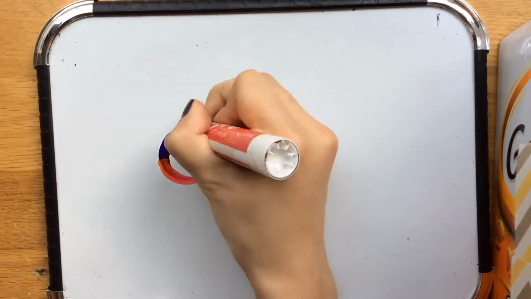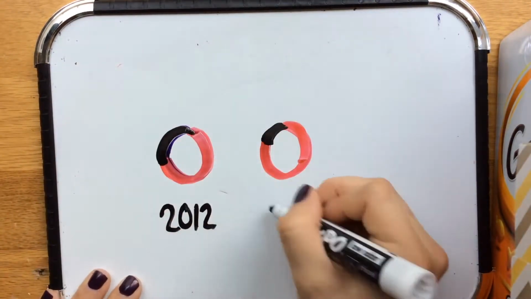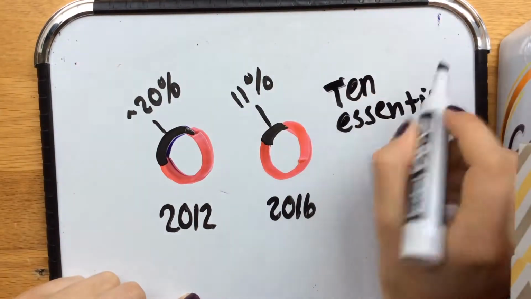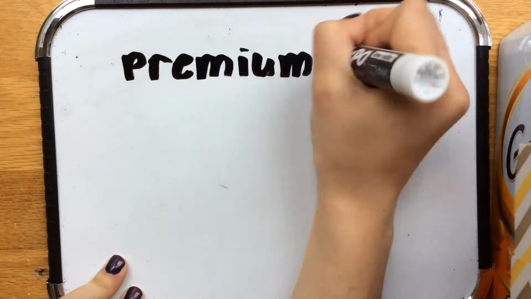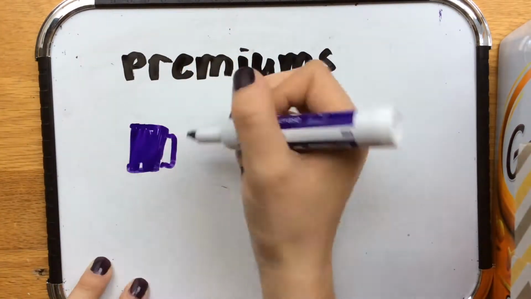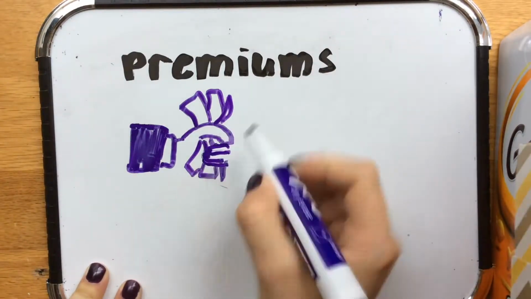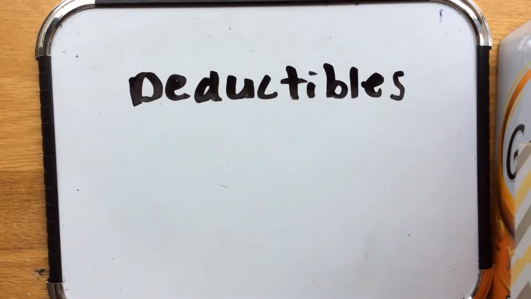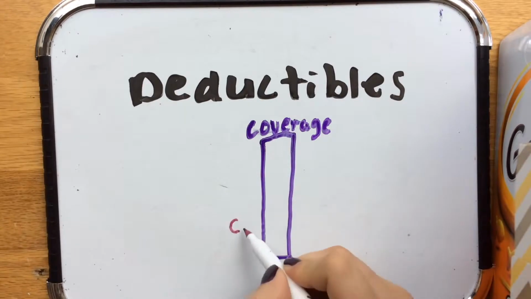It was a success. The number of people who were insured did increase. A study showed that compared to 2012, the number of people who are uninsured dropped by at least 9%, and it also introduced the 10 essential benefits. Some background vocabulary you need to know: premiums are the amount of money that you have to pay per month in order to have insurance. Deductible is a certain amount of money that you have to spend before your coverage kicks in.